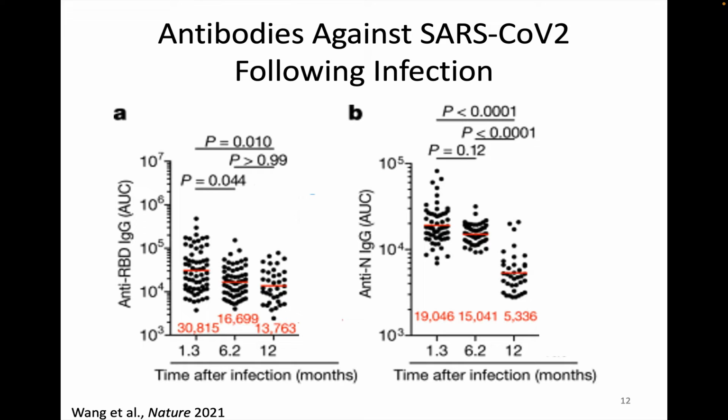And so these are some data looking at levels of antibody responses in people who were infected with SARS-CoV-2 following their infections. And so you can see we're looking at antibodies against two different antigens, and we're looking at patients who were either at 1.3, 6.2, or 12 months after their infection. And we can see that the antibody levels are going down.